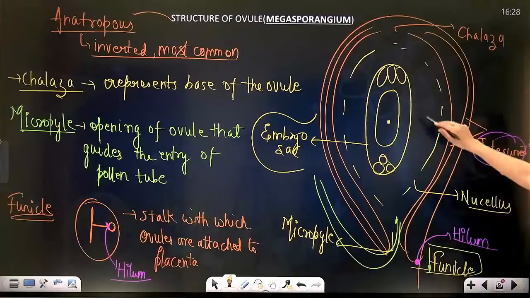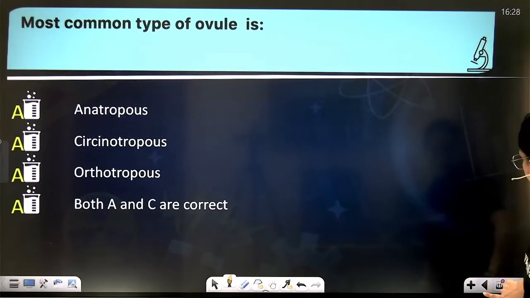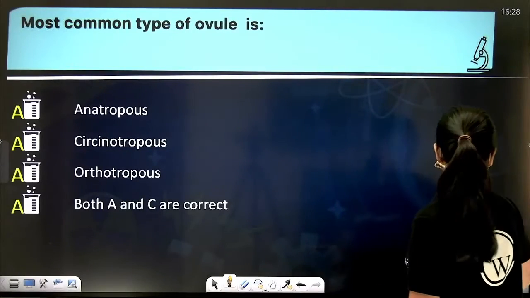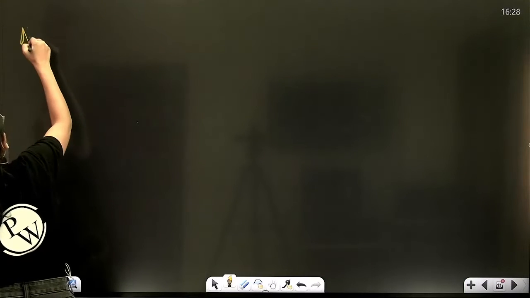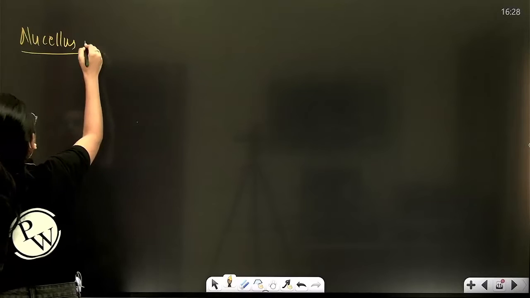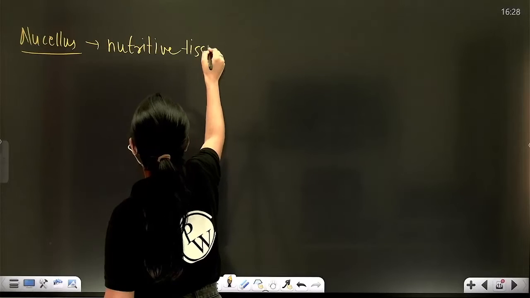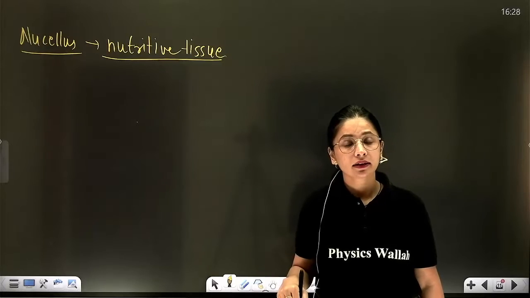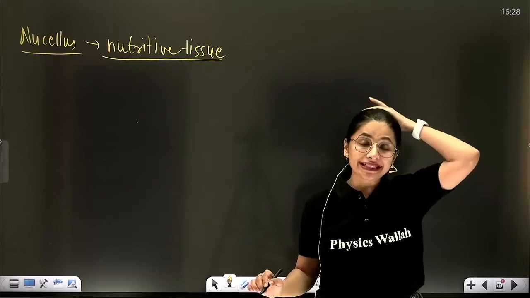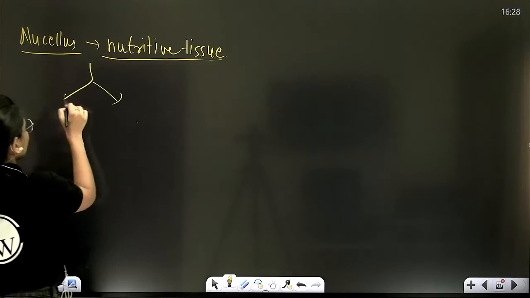Okay. Now these integuments, beta, they enclose a nutritive tissue called nucellus. So can you see this in the diagram? This is all nucellus. So next point is, just a second, let me add one page. Yes, nucellus. What is nucellus, beta? It is the nutritive tissue which provides nutrition to the developing female gametophyte, which is embryo sac. Right? So it's a nutritive tissue enclosed within the integuments.